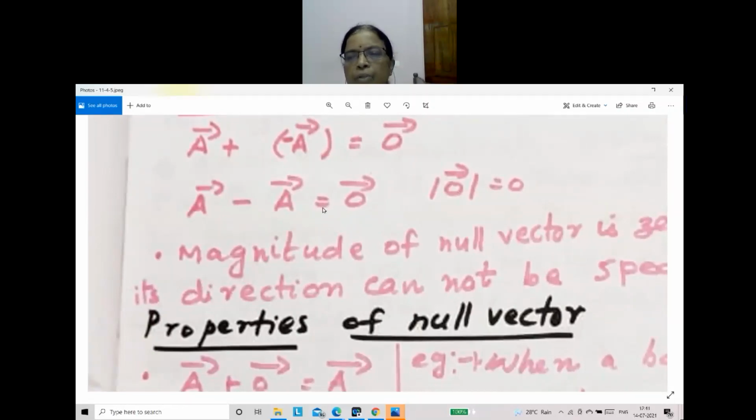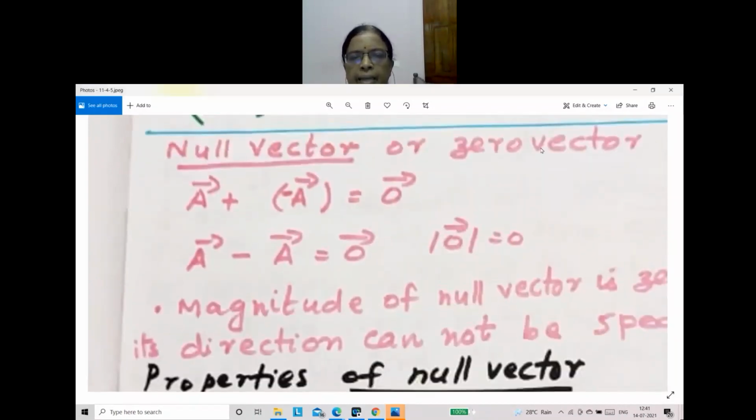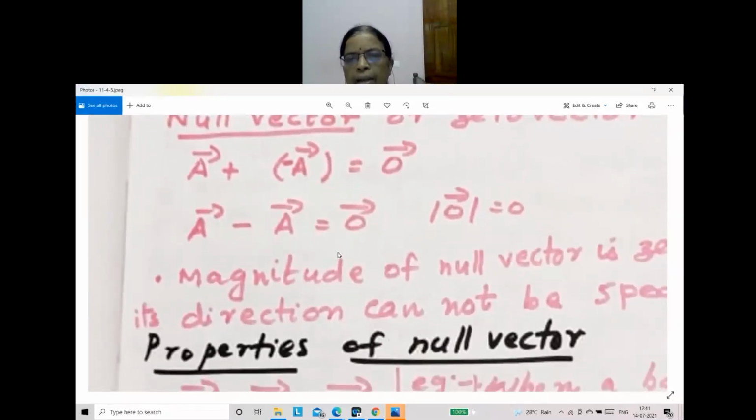Magnitude will be, tell, what's the magnitude of 0 vector? From the name itself you can tell. Magnitude of 0 vector is 0. And you cannot specify the direction. You cannot tell the direction. For a 0 vector, the magnitude is 0.